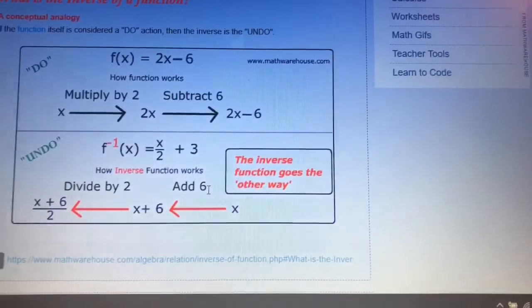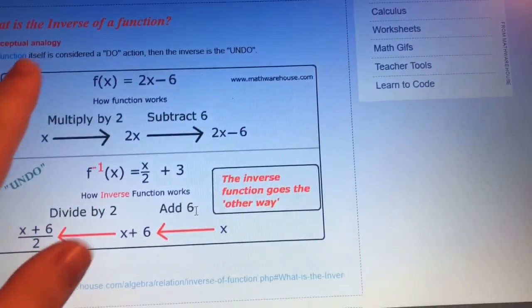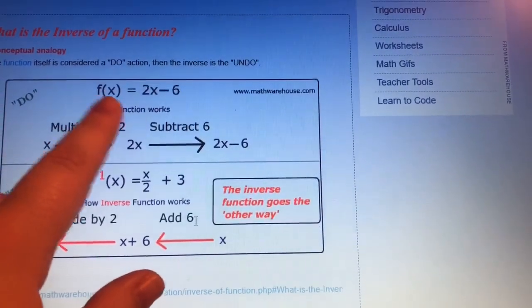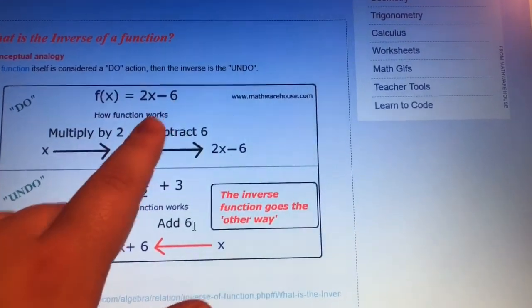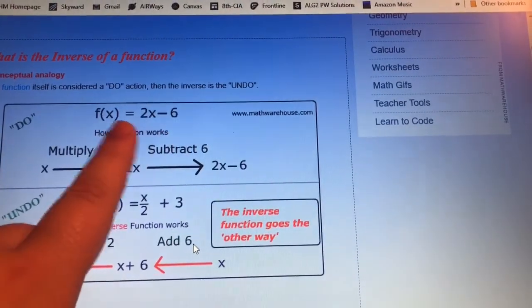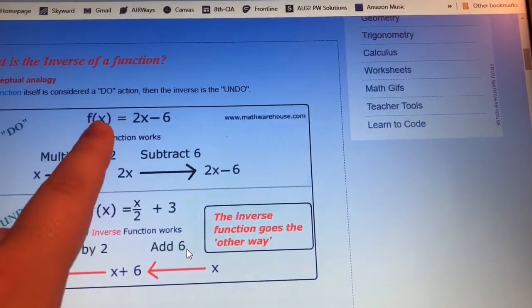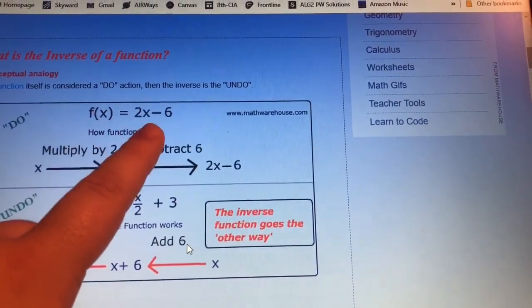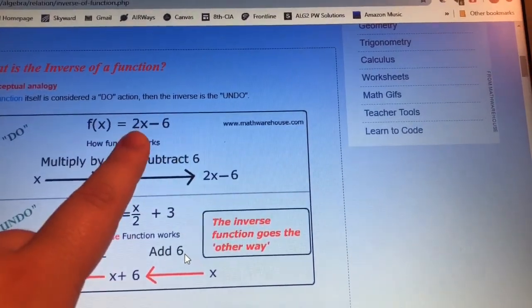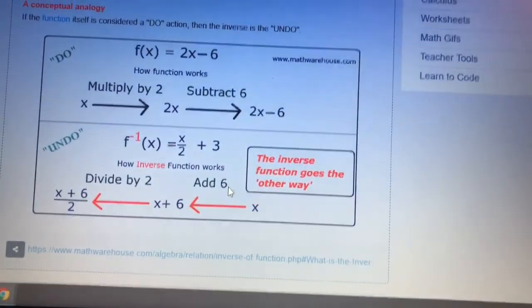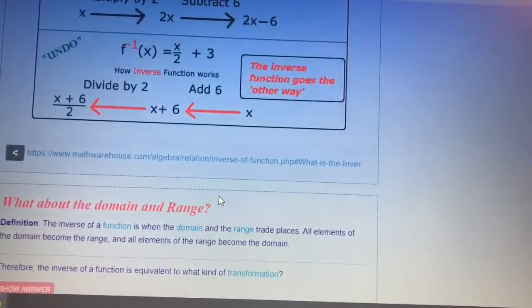Or in other words, if I have y equals, so where this says f of x, I'm going to say y equals 2x minus 6. I want to solve for x, or I can flip the y and the x. So then it would be x equals 2y minus 6, and I want to solve for y. So we're finding that inverse function, undoing everything that is done.